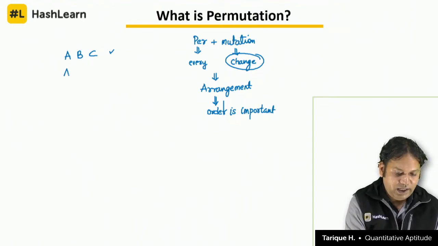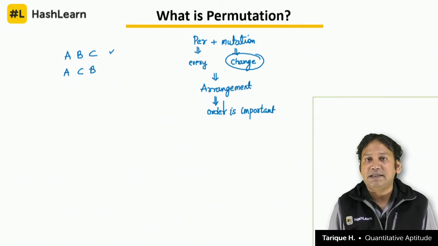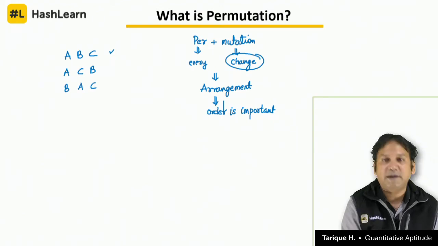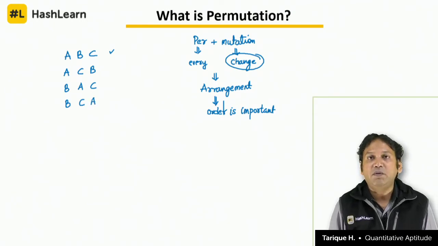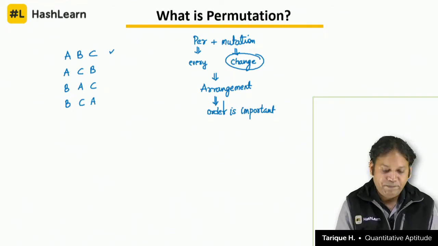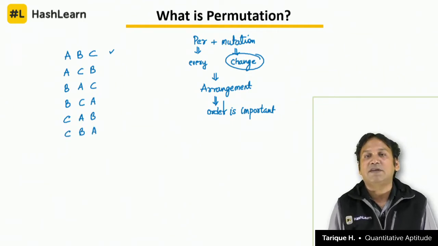Another one could be A, C, B, and we can see clearly that A, B, C is not the same as A, C, B. Now we can also start with B, and then the third way would be B, A, C, and the fourth one would be B, C, A. So every time we change the sequence, we get a new sequence: B, A, C, B, C, A, or C, A, B, and C, B, A. Each of these sequences is distinct from the others, right?